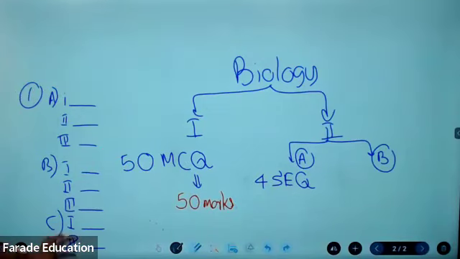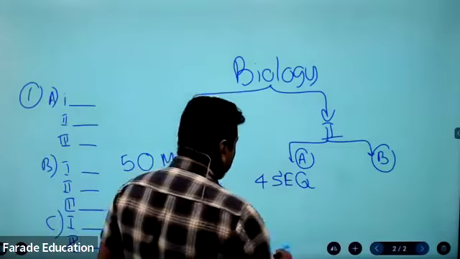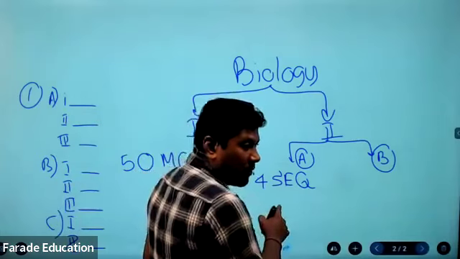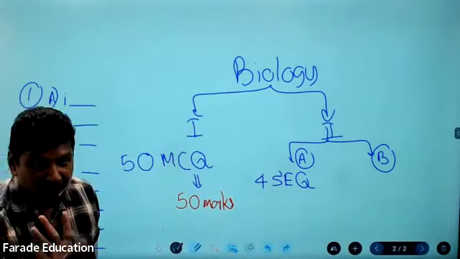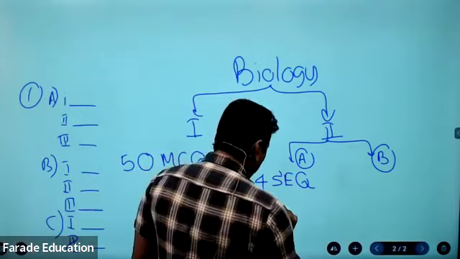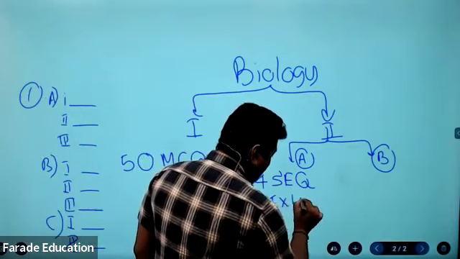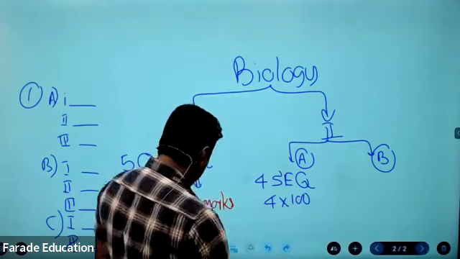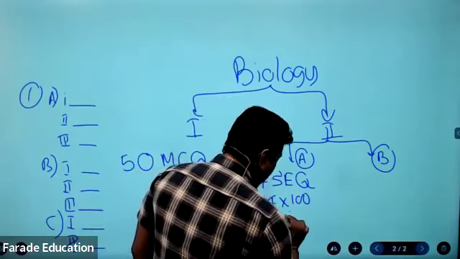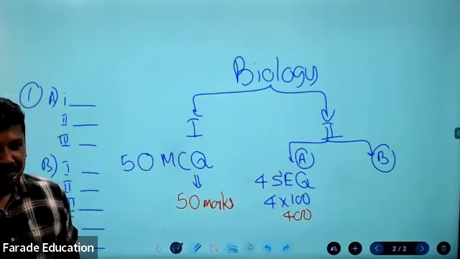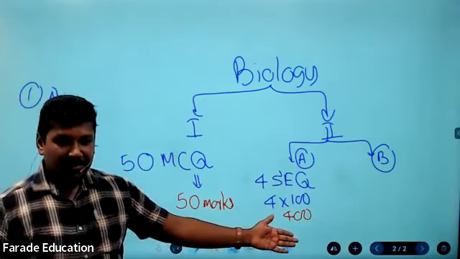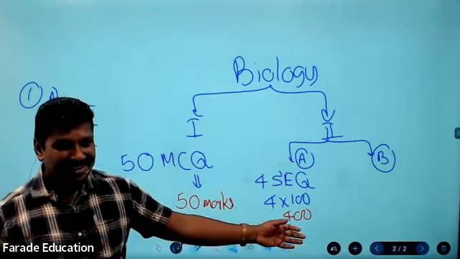And one question will have how many marks? 100 marks, right? So how many questions do you have to answer out of these 4? All 4 have to be answered, right? So 4 into 100, you get 400 marks. You don't write anything other, no?